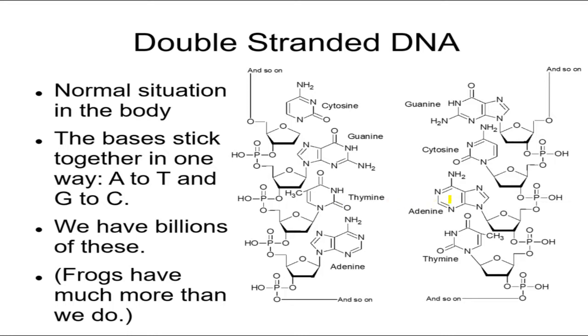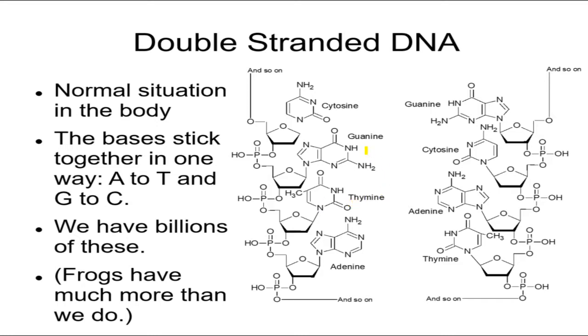A and T stick together. T and A, and here's the adenine sticking to thymine. Here's the thymine sticking to an adenine. They complement each other and they stick to each other very well. They form what they call double-stranded DNA because they're two strands and they're stuck together pretty well.